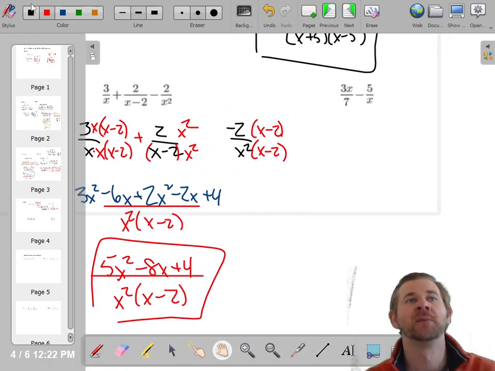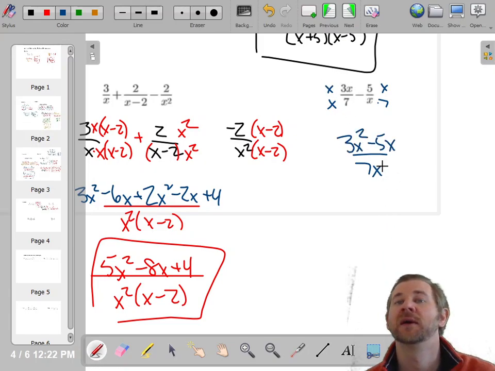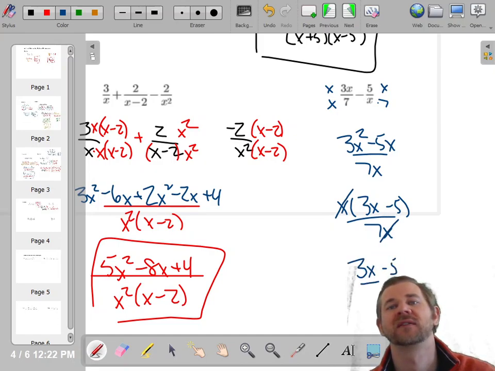I'm finished then. One more. This term needs an x, and this term needs a 7. So my denominator is 7x, and in the top you have 3x squared minus 5x. But you can keep going, factor out an x, and you can cancel that one out. So 3x minus 5 over 7.